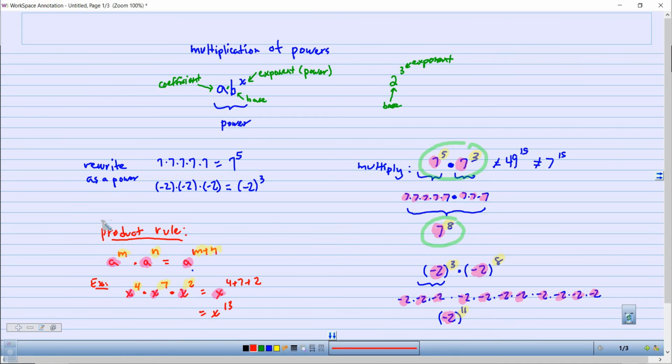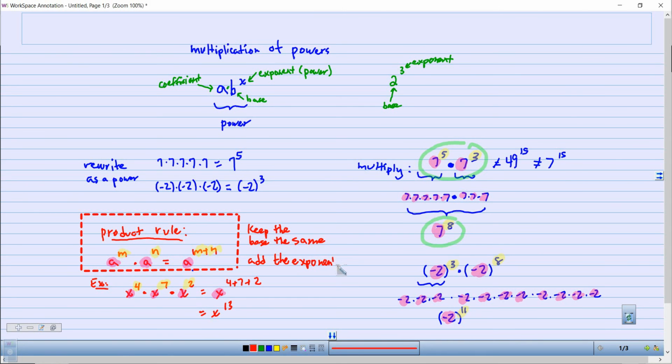So this right here is our product rule. This is what you are going to be using to solve multiplication problems. The base stays the same and you add the exponents, right? So if I were to write this out, keep the base the same, and then what are we going to do? We're going to add the exponents. And guys, this product rule applies whether your base is a number or whether your base is a variable.